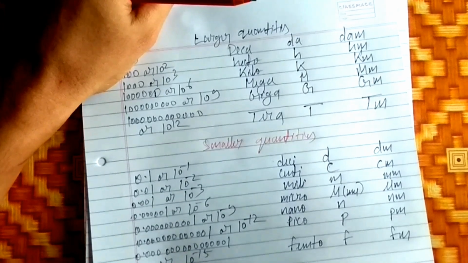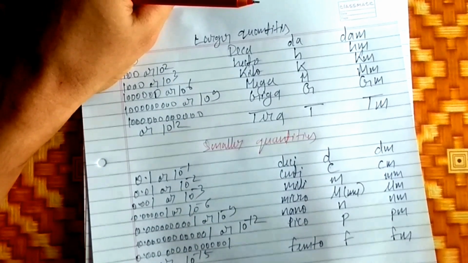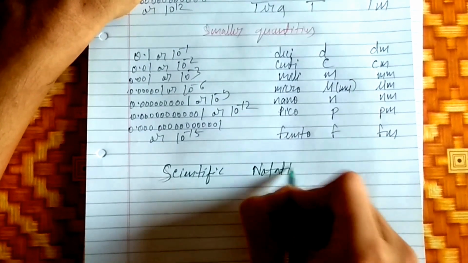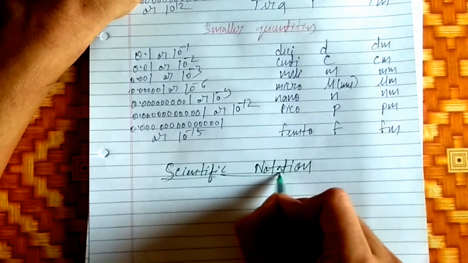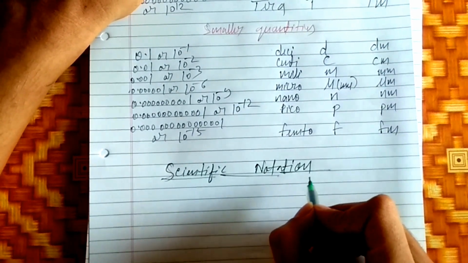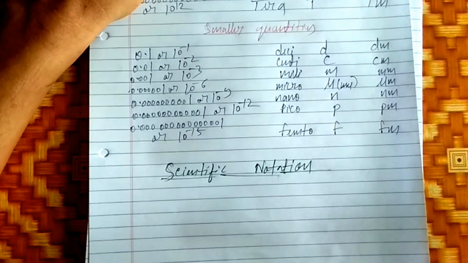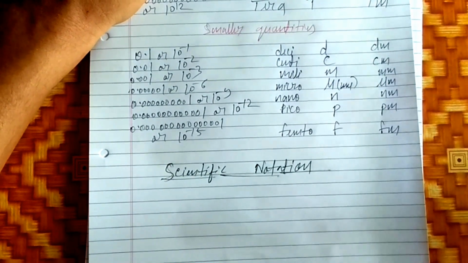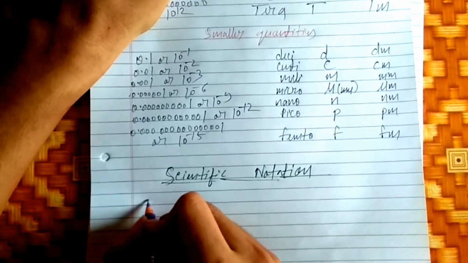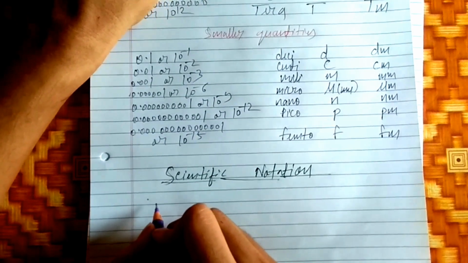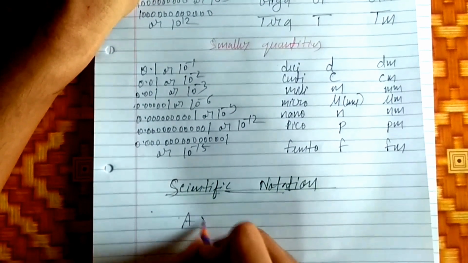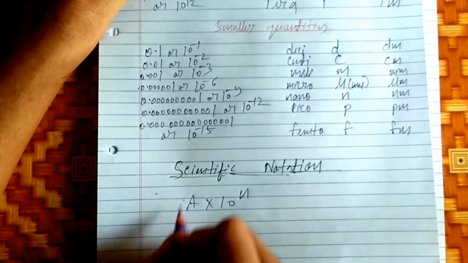Scientific notation. As we previously discussed, we often encounter quantities in chemistry which are either very small or too large. These quantities can be more conveniently expressed in the form of scientific notation. In scientific notation, the quantities are expressed in the form of exponents of the form a into 10 to the power n.